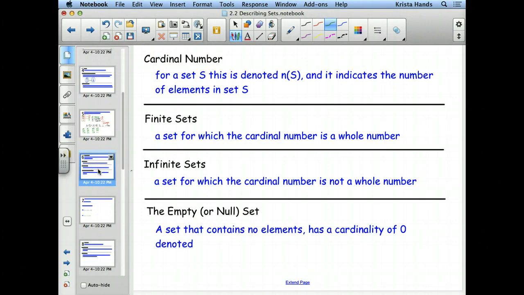All right, cardinal number. When we talk about the phrase cardinal number, all that really means is the number of items a set has. So if I have a set S and I denote it N of S, that means the number of items in set S. So if we talked about my family and we said N of Dr. Gann's family, it would be the number of people in Dr. Gann's family, and we would have 5. Okay? And that's it. That's all it means.